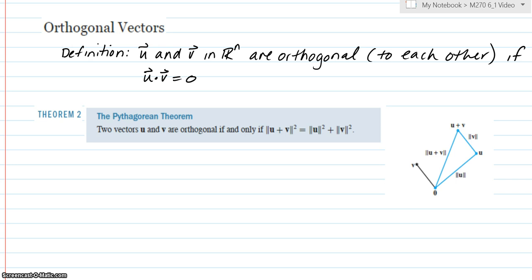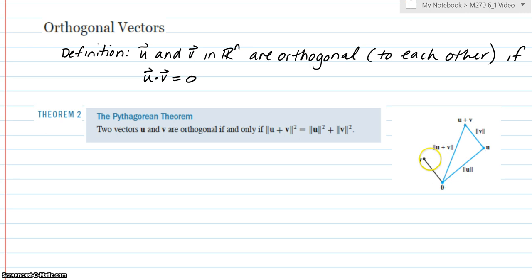The definition: two vectors in Rn are orthogonal to each other if their dot product is equal to 0. And the theorem that naturally arises from this is the Pythagorean theorem, which we have seen in the past in R2. Two vectors u and v are orthogonal if and only if the length of u plus v squared is equal to the length of u squared plus the length of v squared.